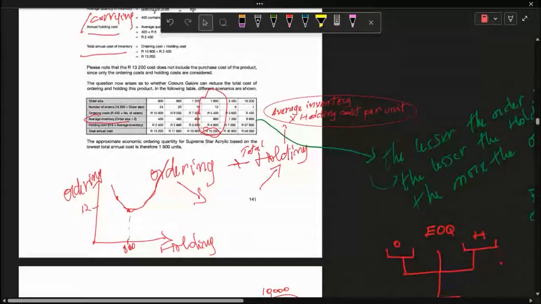That's basically why they're showing you this table. You have the order size, you have the number of orders in a year, and you have the ordering cost, which is multiplied by the number of orders. Yes, absolutely. Was that easy? That's why I provide you this graph.